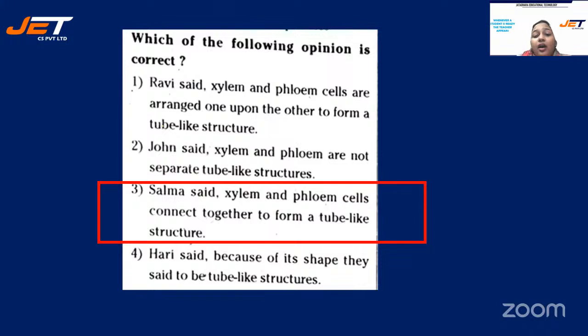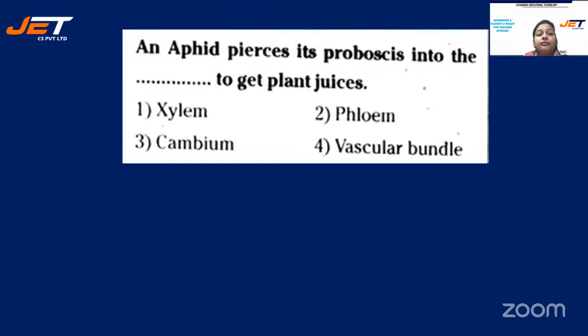Salma said xylem and phloem cells connect together to form tube-like structures. Okay, option 3 is the right answer. Next question. An aphid pierces its proboscis into the dash to get plant juices. And your options are number 1 xylem, number 2 phloem, number 3 cambium, number 4 vascular bundle.